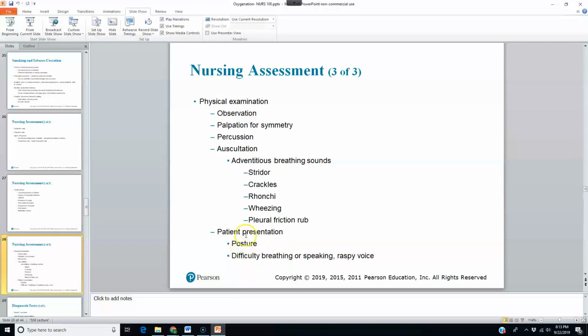How's his posture? Is he leaning over the bedside trying to open up those airways, or is he having difficulty speaking or breathing, and is his voice very raspy? Okay, those are clues that the patient is in some kind of respiratory distress.